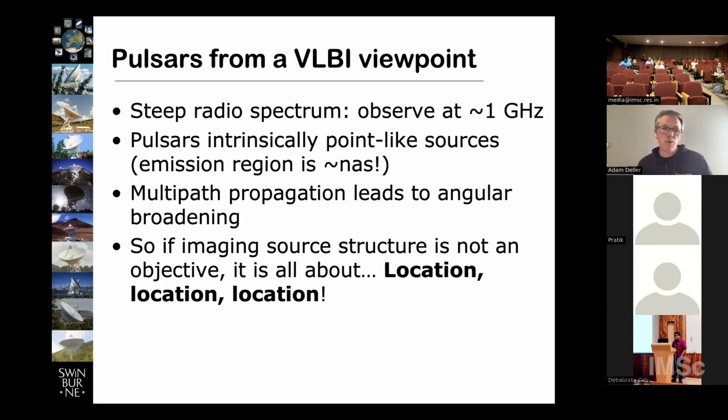But if we're not really, in most cases, interested in imaging the source structure, what's the point of this very high angular resolution?